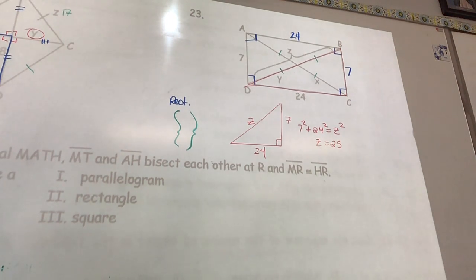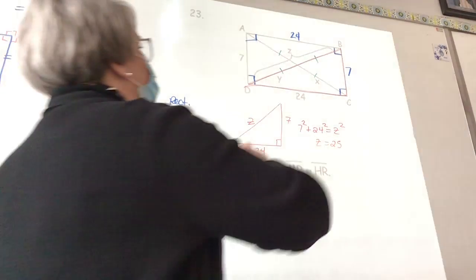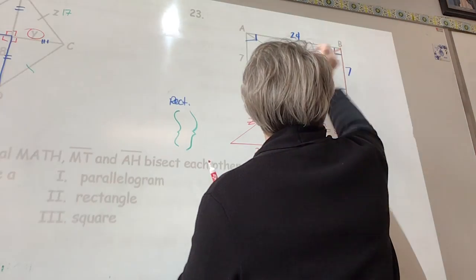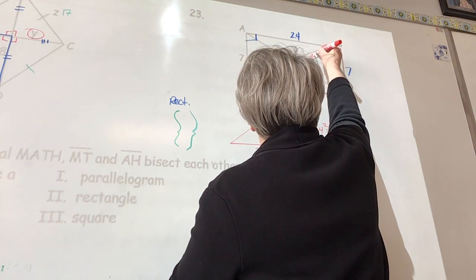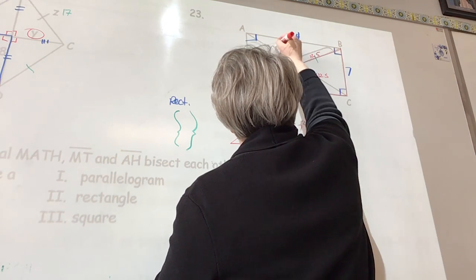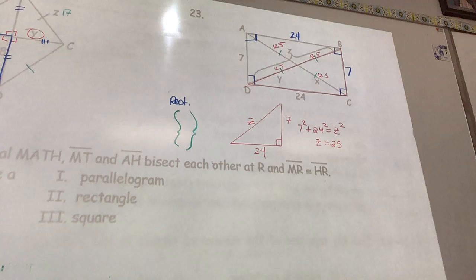Good? Okay, now if that Z is 25, you have to split that evenly into 2 congruent parts. So this is going to be 12.5, this is going to be 12.5, and since all 4 pieces are the same, both X and Y will be 12.5. Anybody get that on their own? Does it make sense though? Yes. Okay, so when you're stuck, I always look for my Pythagorean theorem, I always look for right triangles.